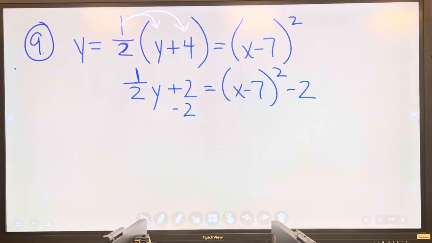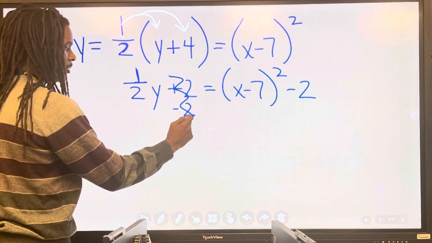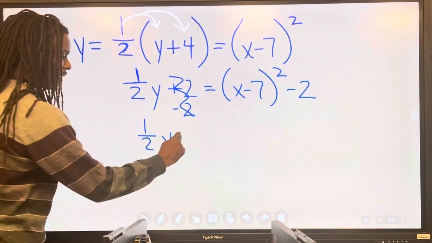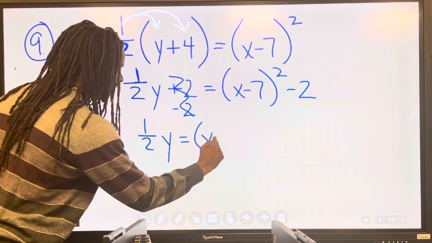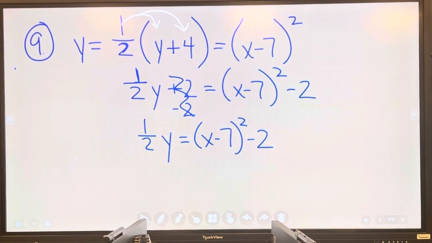Oh, okay. Will they become positive? Wait a minute. Oh, no, never mind. Subtract. Yeah, I didn't see this. So watch. I see the plus. The 2's are going to cancel. You're now left with 1/2 y equals x minus 7 squared minus 2. We're almost there.